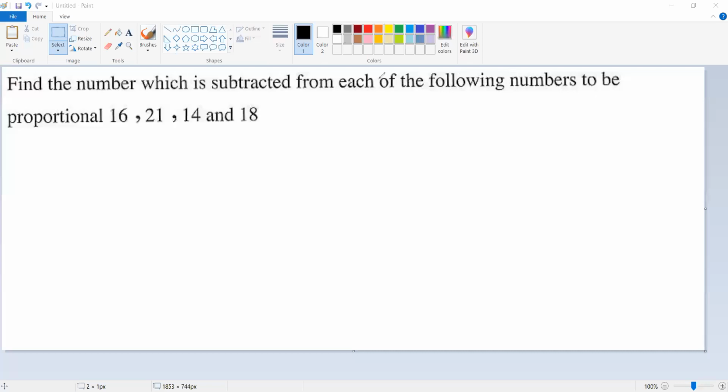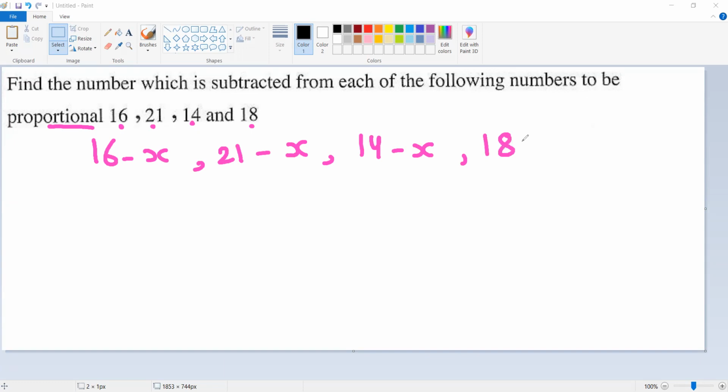Find the number which is subtracted from each of the following numbers to be proportional: 16, 21, 14, and 18. So 16 minus x, and 21 minus x, and 14 minus x, and 18 minus x. They are proportional if we subtract x from each number. So 16, 21, 14, and 18 are not proportional, but if we subtract the number, I don't know, it is x, from each number, they are going to be proportional.